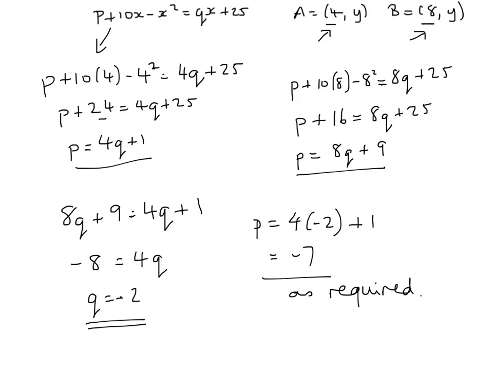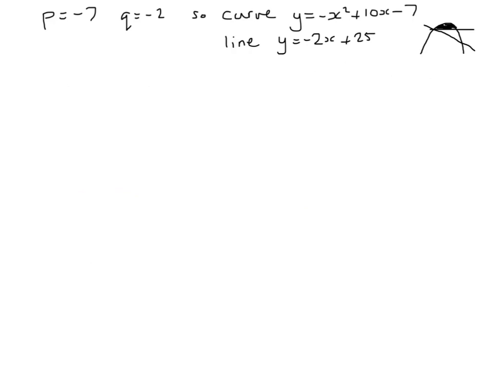So two different methods there for finding the values of p and q. From there we can quite easily do the rest of the question. In part b we know that the coordinates of A is 4, y and B is 8, y. So we need to work out the value of y there, because the whole question is going to rely on us knowing what that line is, because we're going to need curve takeaway line in a minute.